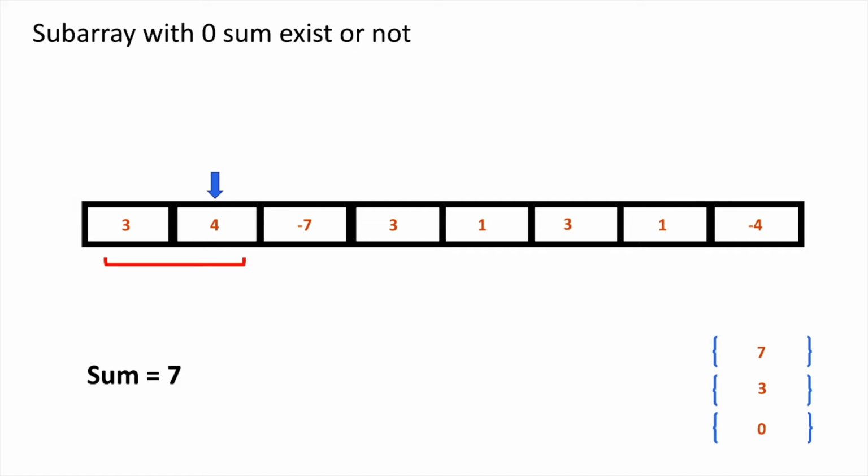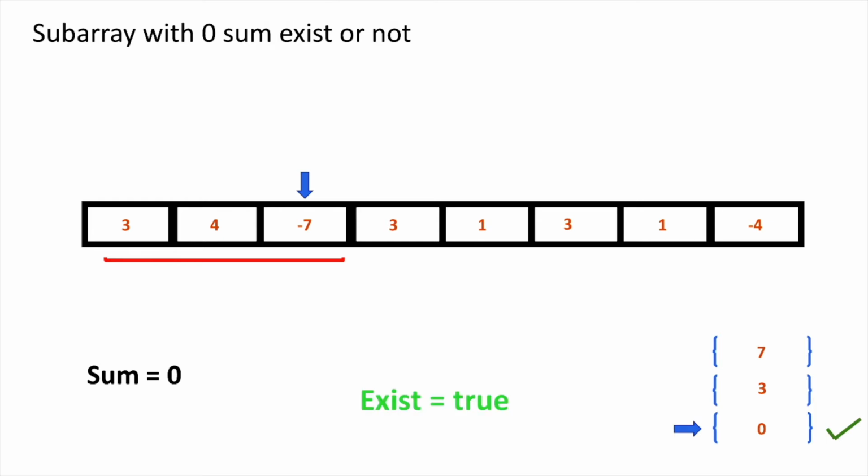Now on the third iteration, we got the value minus 7 and the total summation of this corresponding subarray is 0. We are checking whether this value 0 exists in our hash set or not. And here we see that this value 0 already exists in our hash set, which means we got a subarray whose total summation value is 0. Thus we conclude that yes, there exists a subarray with sum as 0.